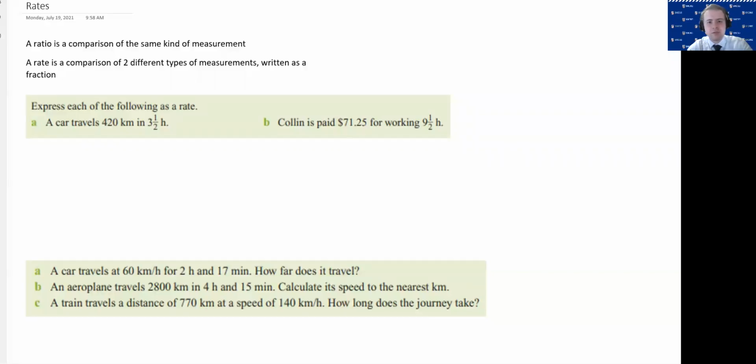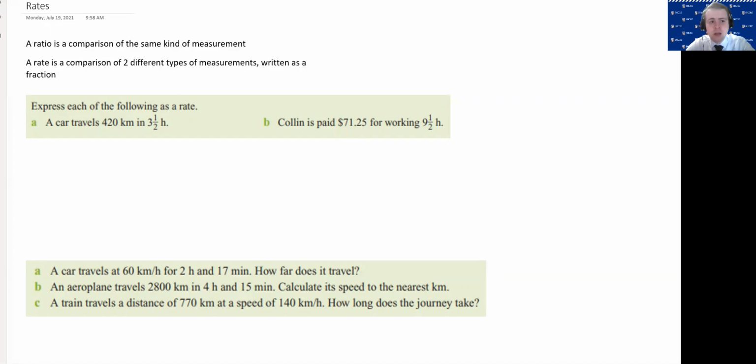Today we're going to be looking at rates. Now, as we talked about in the previous lessons with ratios, a ratio is a comparison of the same kind of measurement. So if you've got length and length, or weight and weight, you're comparing the same thing. You might measure it in slightly different units, but you're still measuring the same kind of measurement, and that's how we compare those using a ratio.